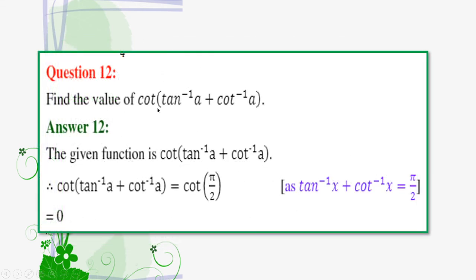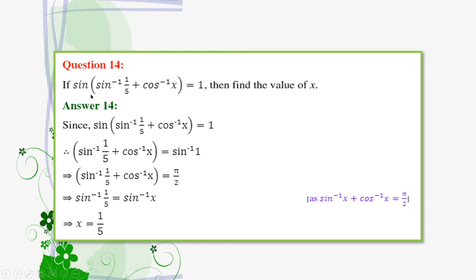12th question, find the value of this thing. Now the given function is cot of tan inverse a plus cot inverse a. Do you remember this property? This is equal to pi by 2. So cot pi by 2 is 0. Simple answer.